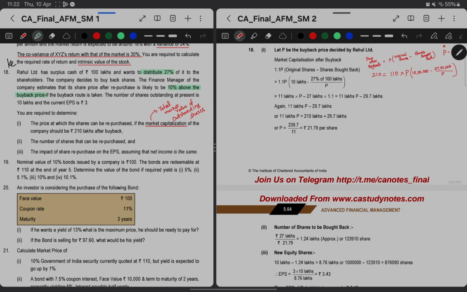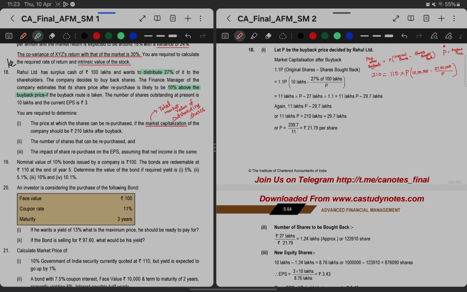Now we are required to determine the price at which the shares can be repurchased, if the market capitalization of the company should be 210 lakhs after buyback. So market capitalization is nothing but total market value of outstanding shares. After buyback the number of shares will reduce. So the market capitalization is given as 210, which is nothing but number of shares outstanding into the price.